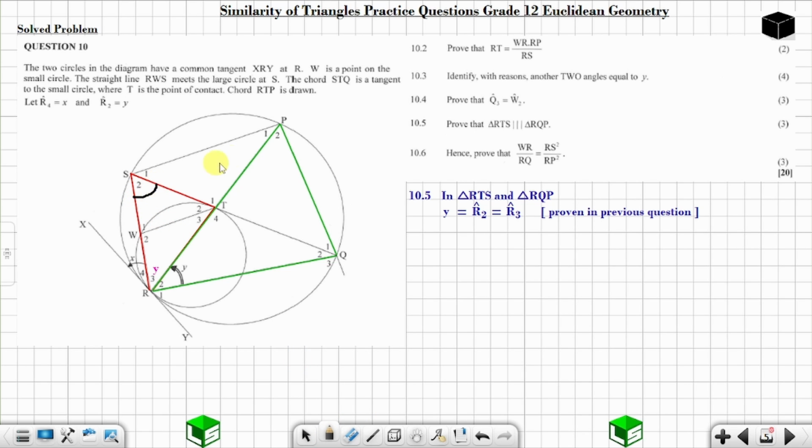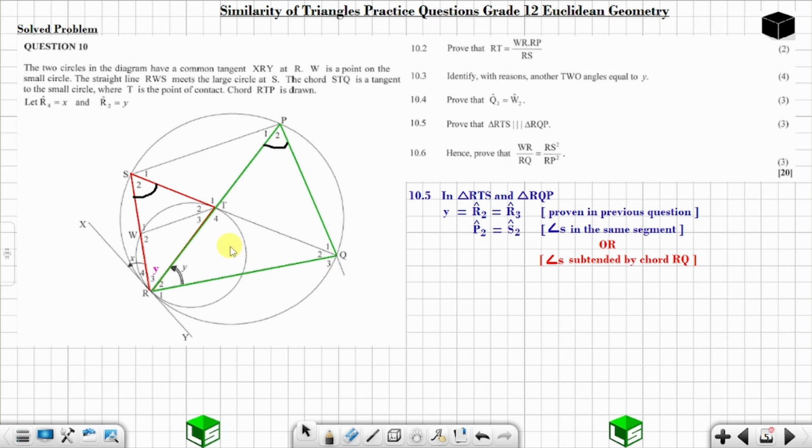This angle is equal to this angle because the two angles are subtended by this chord RQ. So angle P2 is equal to the angle S2. These are angles in the same segment. The reason is angles in the same segment, or angles subtended by chord RQ. This chord is subtending this angle. This chord is subtending this angle.